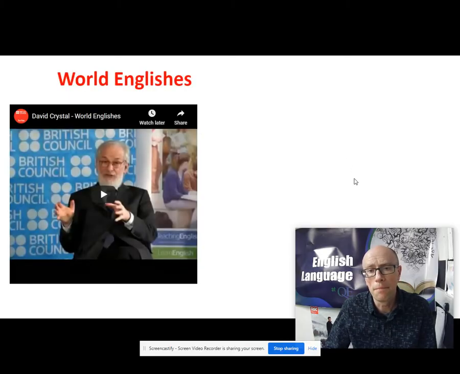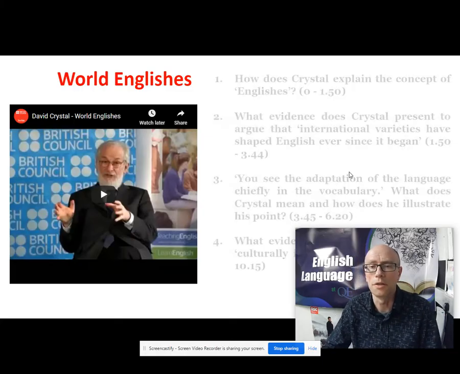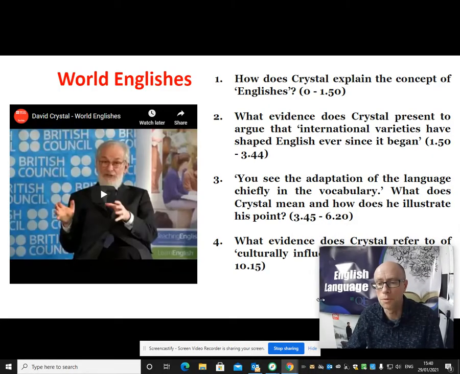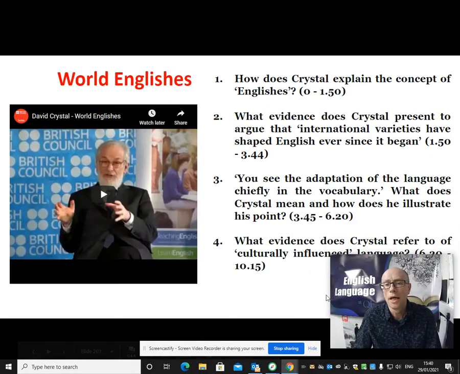Okay, so we have here David Crystal, who talks about some elements. He sort of introduces the idea of international forms of English. And if I can just talk through some of the things that he talks about here, how does Crystal explain the concept of Englishes? Well, his point is that everywhere that English exists, it adopts and adapts, and it takes on new varieties. And in the second one here, international varieties have shaped English ever since it began.